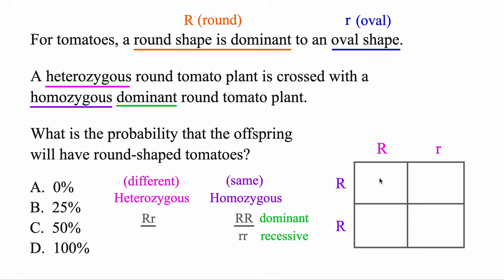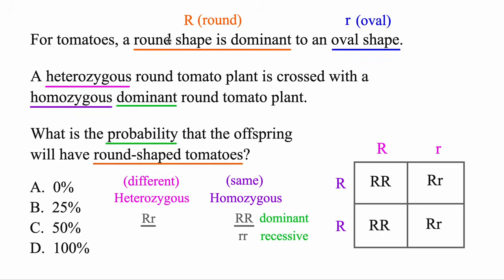We know we're going to combine big R, put that top left. Underneath it, same thing, big R, 2 big ones. Top right, one little, one big, put the big one first. And on the bottom right, same thing as well, one little r, one big R, just like that. But this is interesting because this time they all have a capital letter involved, so they're all going to have that dominant trait. The question is, what is the probability that the offspring will have round-shaped tomatoes?